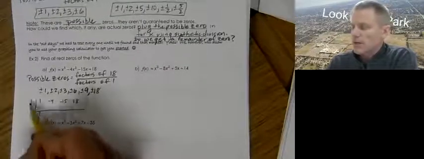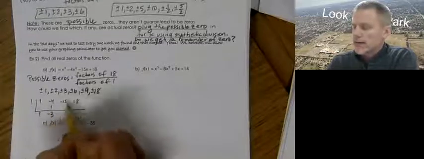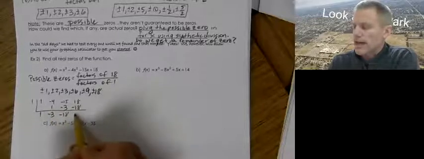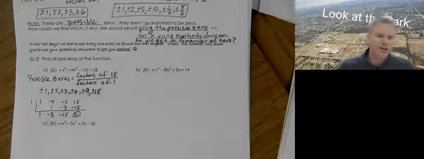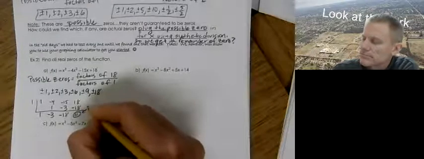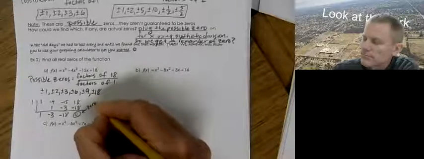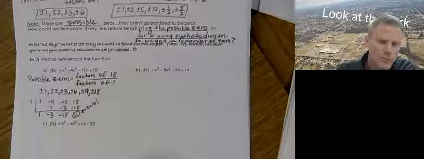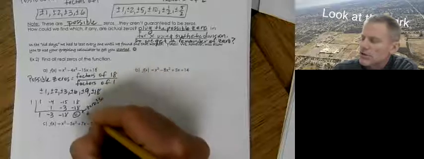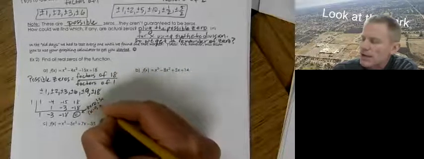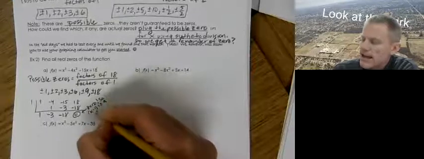I bring down my 1, I multiply. Oh my goodness, look at that. I got 0, so I put a little smiley face inside of it. So we say 0. If this is going to be a 0, then we can say x minus 1 is a factor.